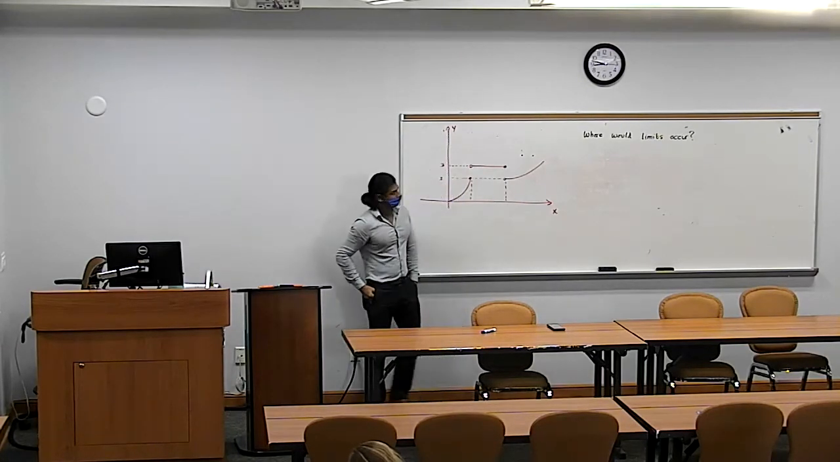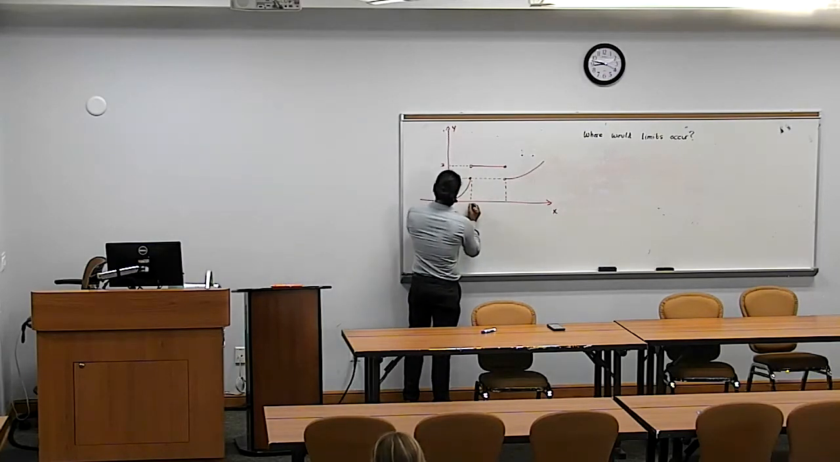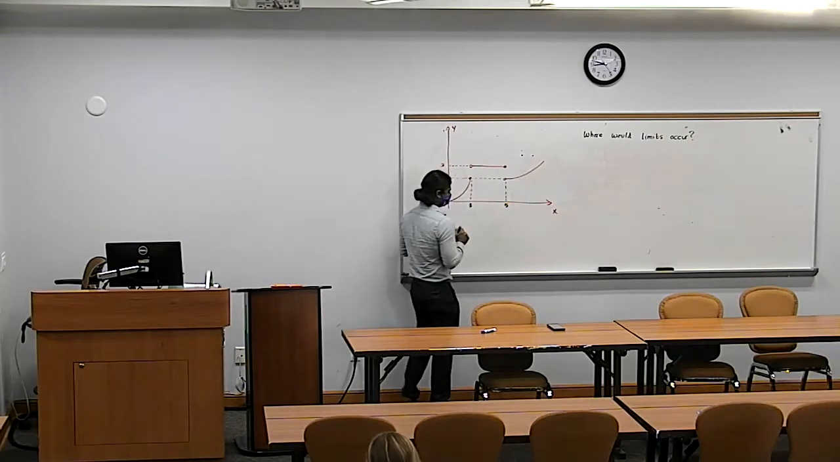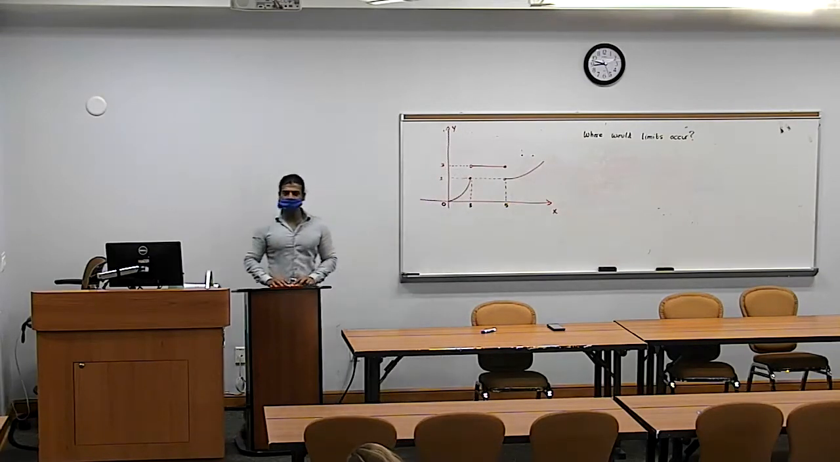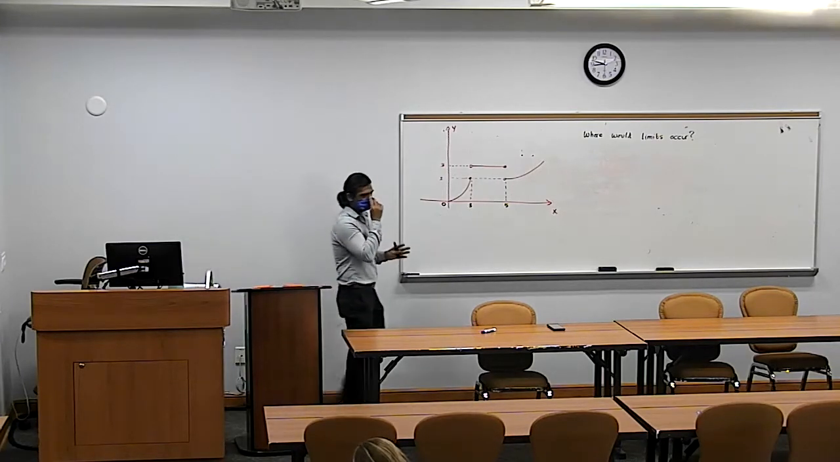Before we start, I need two more numbers. I'll call that 3 and 5. That's 0. Where do you think the limits would occur? What points should we worry about?